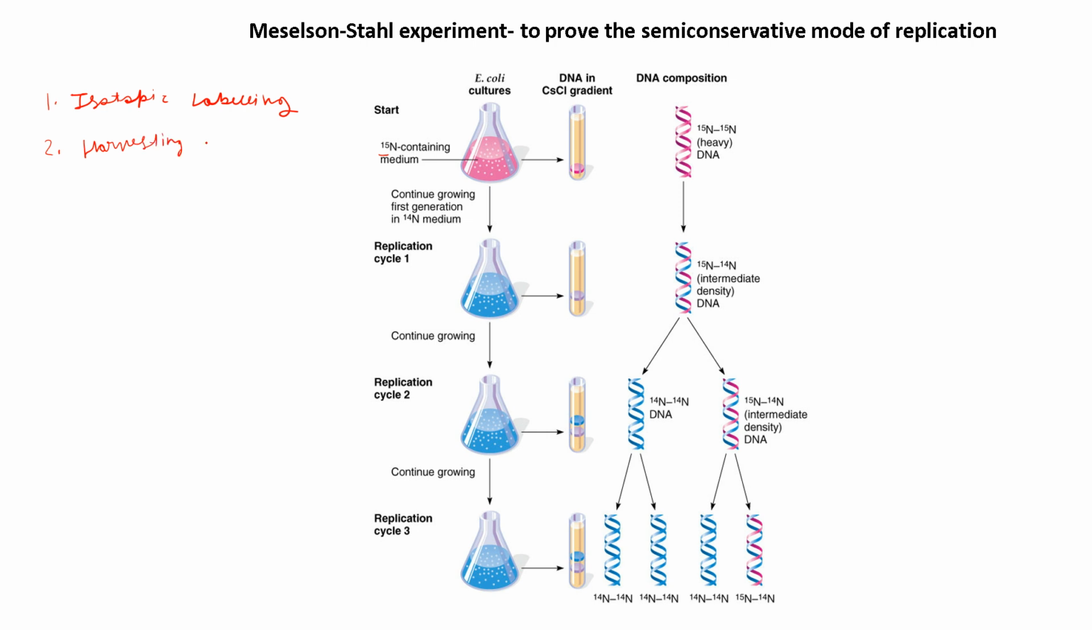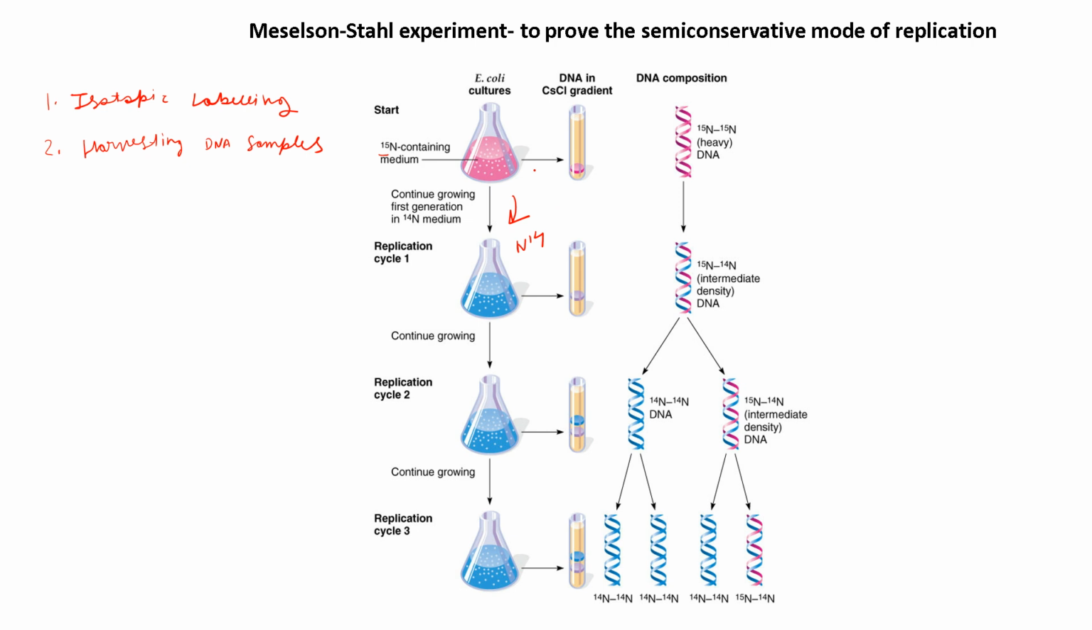Harvesting DNA samples. After several generations, the bacteria were transferred to a medium containing a lighter isotope, N14. This shift to a lighter isotope would allow for detection of any new synthesis.